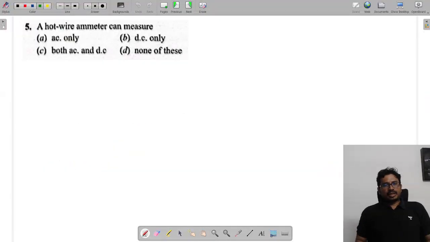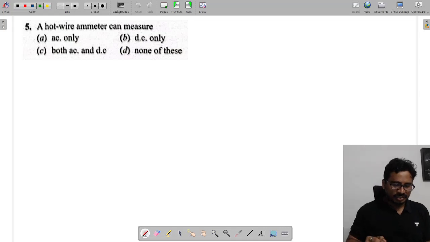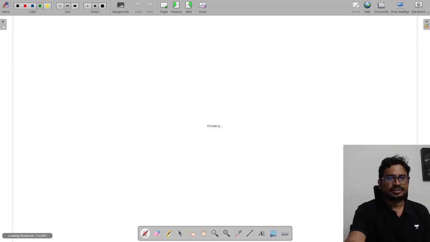Next, a hot wire ammeter. A hot wire ammeter can measure both AC as well as DC.